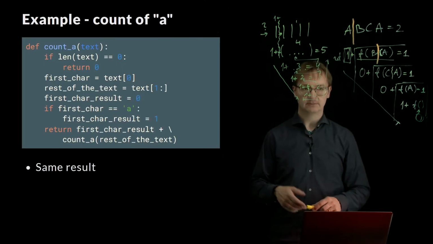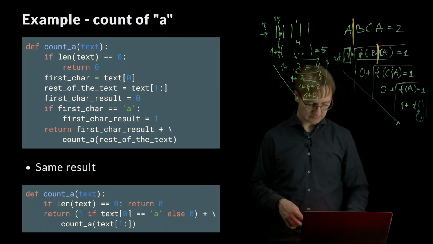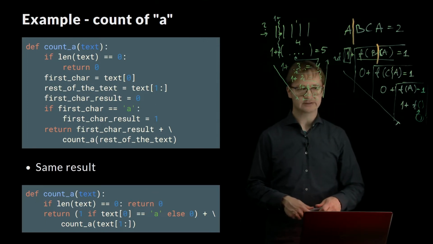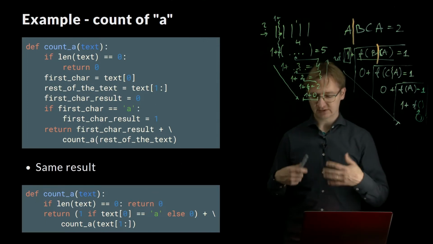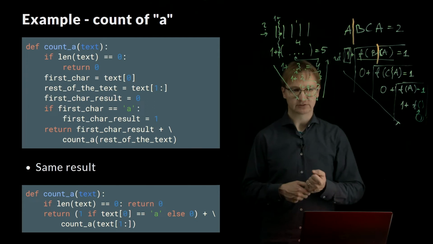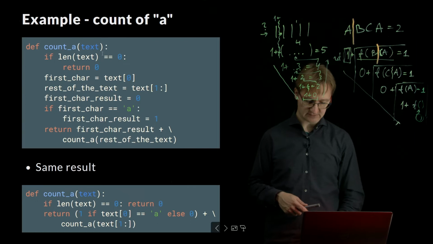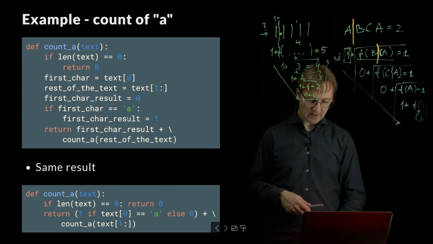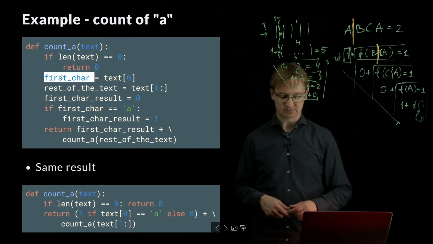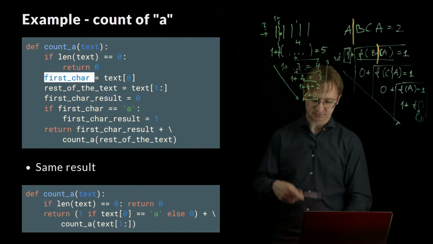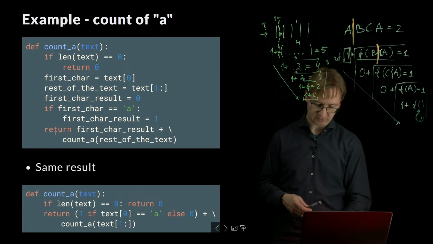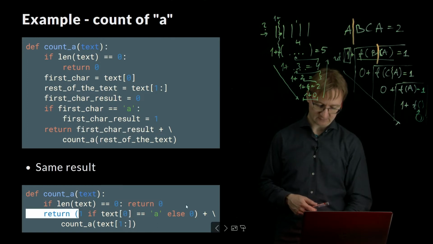The same code can be written with 2 lines, basically. The idea is the same, but I just don't use the variables here. So the first condition is still the same. If the length is 0, then return 0. And here I just don't declare variables. I just basically use this return statement here. And for this first char result, I use an inline if condition, basically.